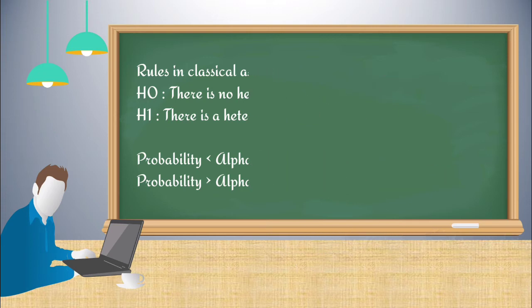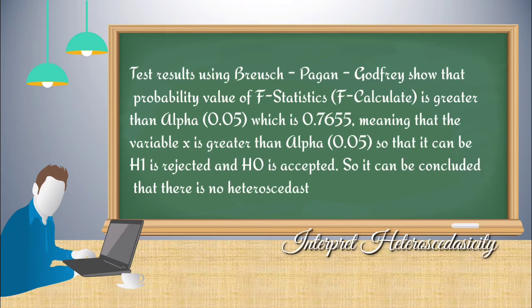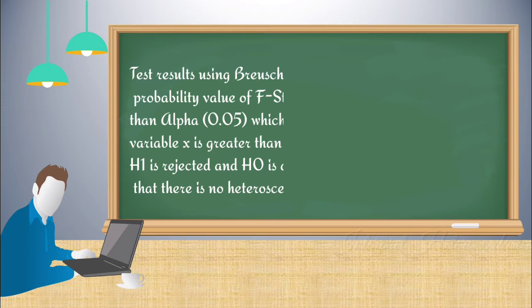Test result using Breusch-Pagan-Godfrey. The probability value of the F-statistic or F-calculated is 0.7655, which is greater than alpha or 0.05, so H1 is rejected and H0 is accepted. So it can be concluded that there is no heteroscedasticity problem in this data.